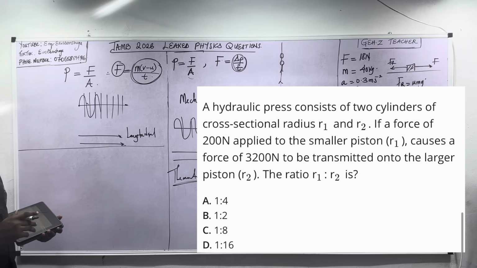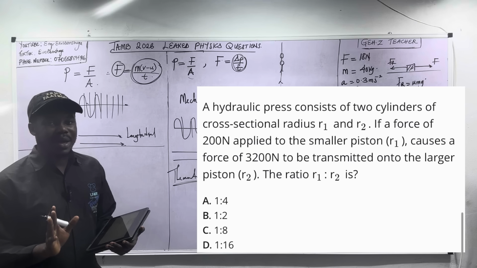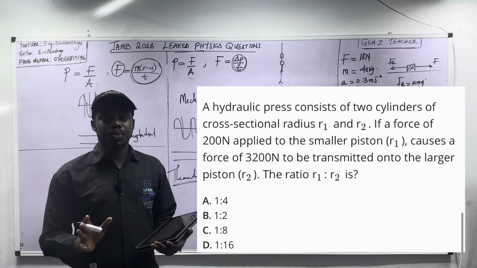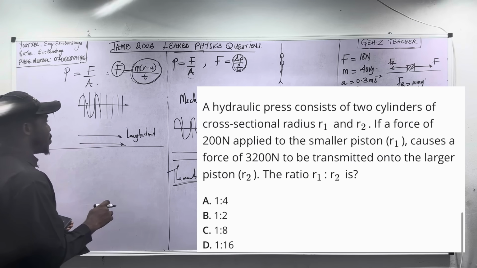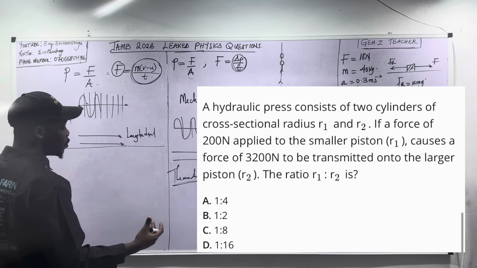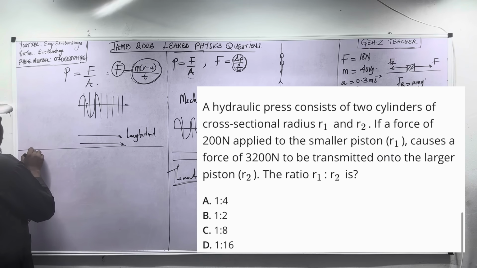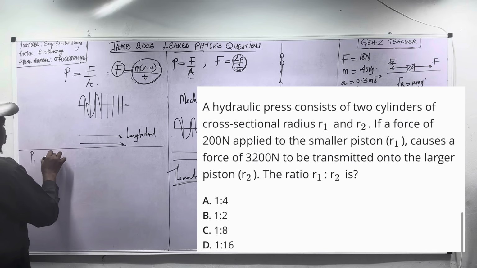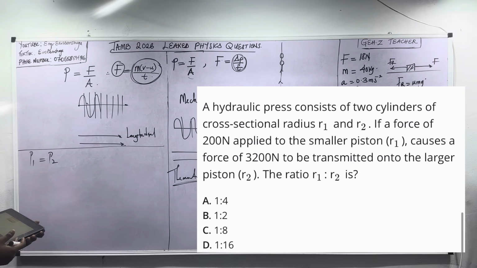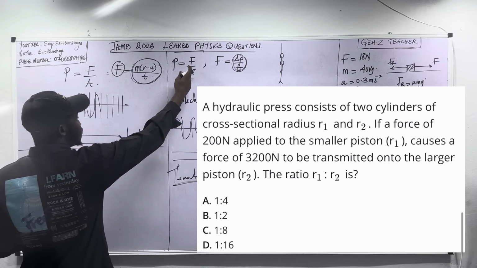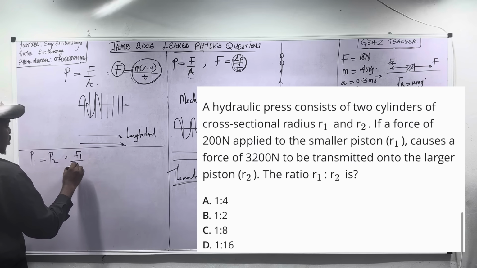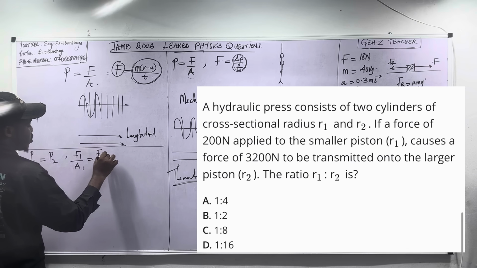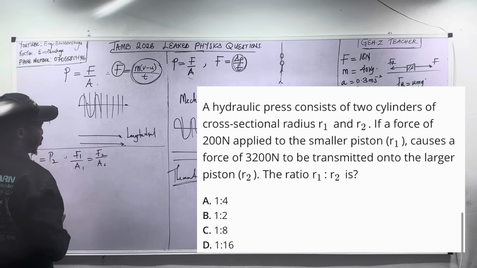Now quickly, your hydraulic press works based on Pascal's principle of transmission of pressure, which says that when you apply pressure to a part of a fluid, the pressure at point 1 must be equal to the pressure at point 2. Recall that pressure equals force over area. So we can say the force at 1 over the area of 1 must be equal to the force at 2 over the area of 2.